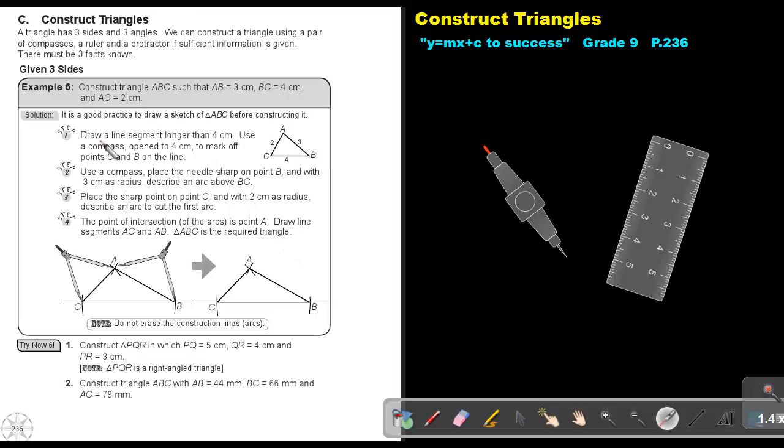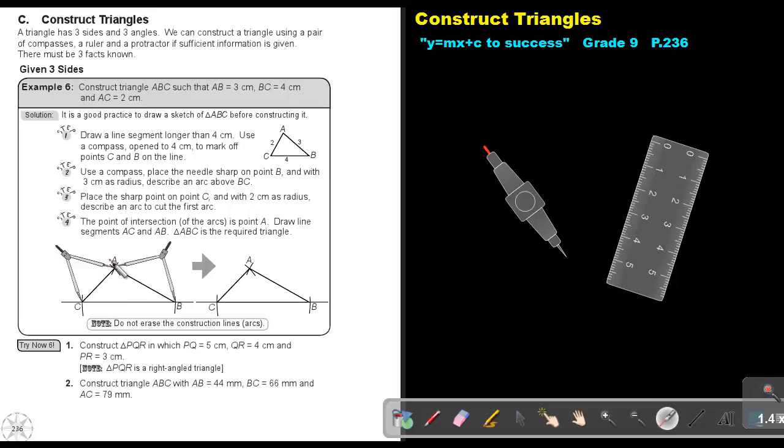Draw a line segment longer than 4 centimeters. So first make your line segment. Use a compass open to 4 to mark off points C and B. Basically we stretch it on the ruler to 4, mark, and put the needle on the other side and mark, and then this will be exactly 4. Place the sharp point on point C and stretch the compass to 2 centimeters.